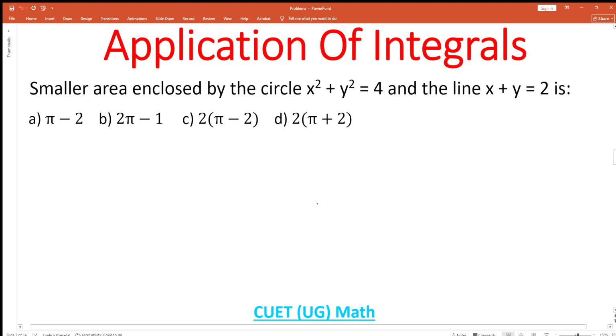In this problem, we have to find the smaller area enclosed by the given circle and the given line. The first step is to identify the smaller area enclosed by the circle and line. For that, we should graph this circle and line.